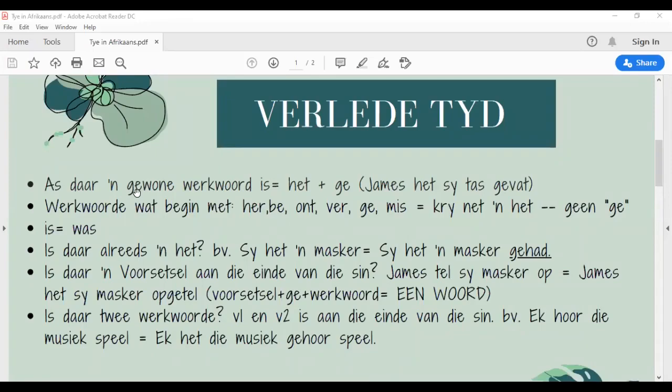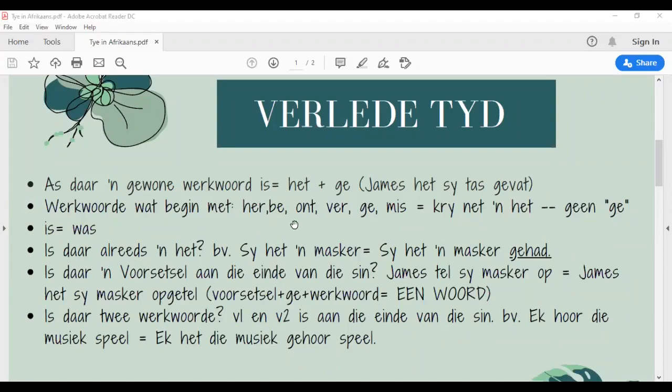James vat sy tas. James het sy tas gevat. Dit is baie maklik. Almal kan dit doen. Very easy. Sometimes what you guys forget is bullet number 2. Verbs that start with her, be, ont, ver, ge, mis. Does not get a ge. It gets a het, but not a ge.